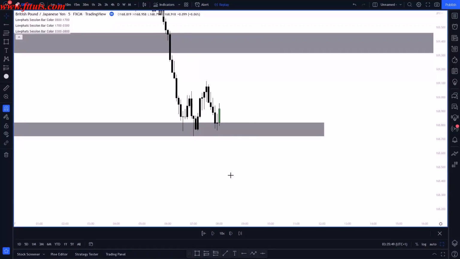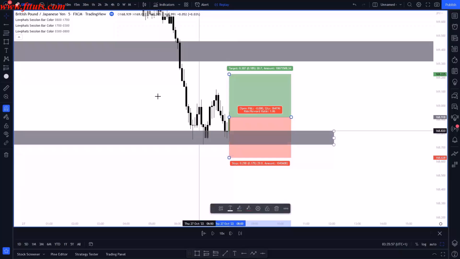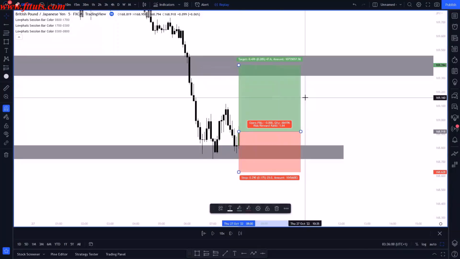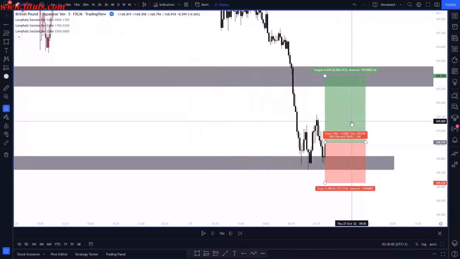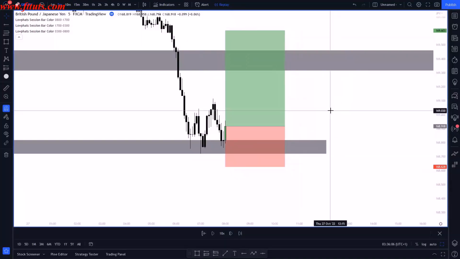So let's have a look at what the first 5-minute candle of the London session does. From that point, you can most definitely get to buying. Your stop's just below and your target would probably be in there. There's a different video on targets altogether, or you could just target further. I'm just going to throw it up there for now just to show you what happens.